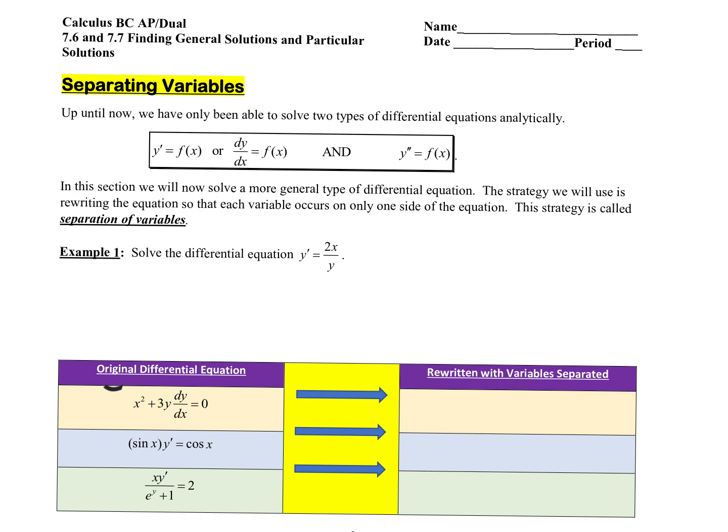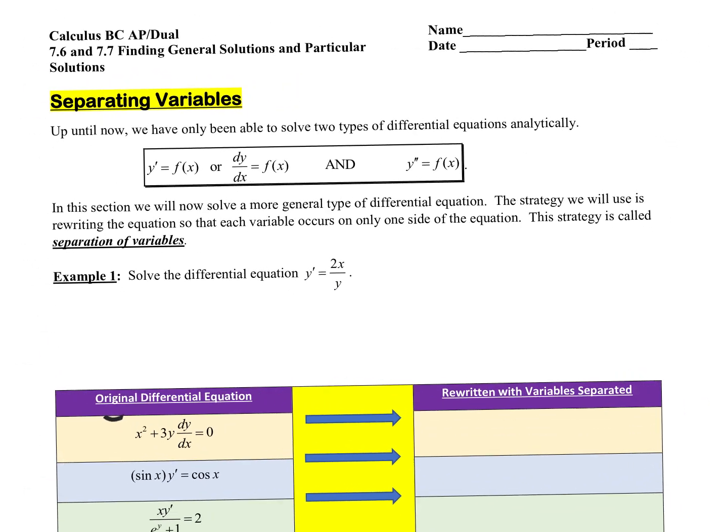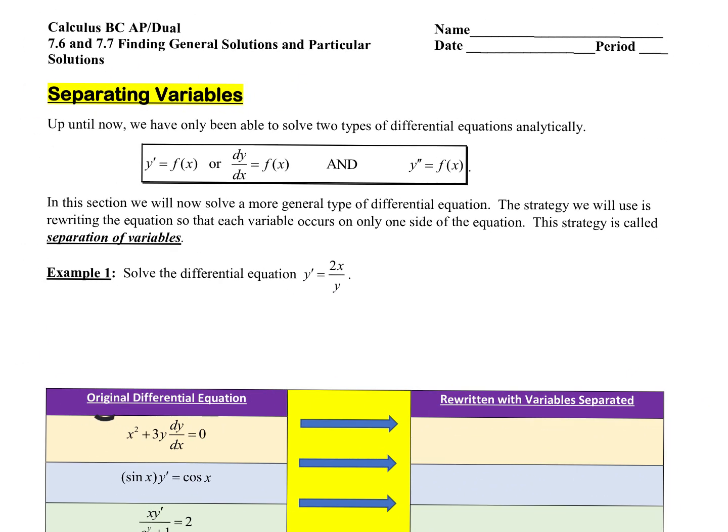We're going to use a method called separation of variables. And it's exactly what it sounds like. It is separating the variables, x's and y's, okay? You technically have solved differential equations before by finding antiderivatives. Every time you find an antiderivative, you're solving a very basic differential equation. Y prime equals whatever that derivative was, right? You're finding the function that satisfies that equation.